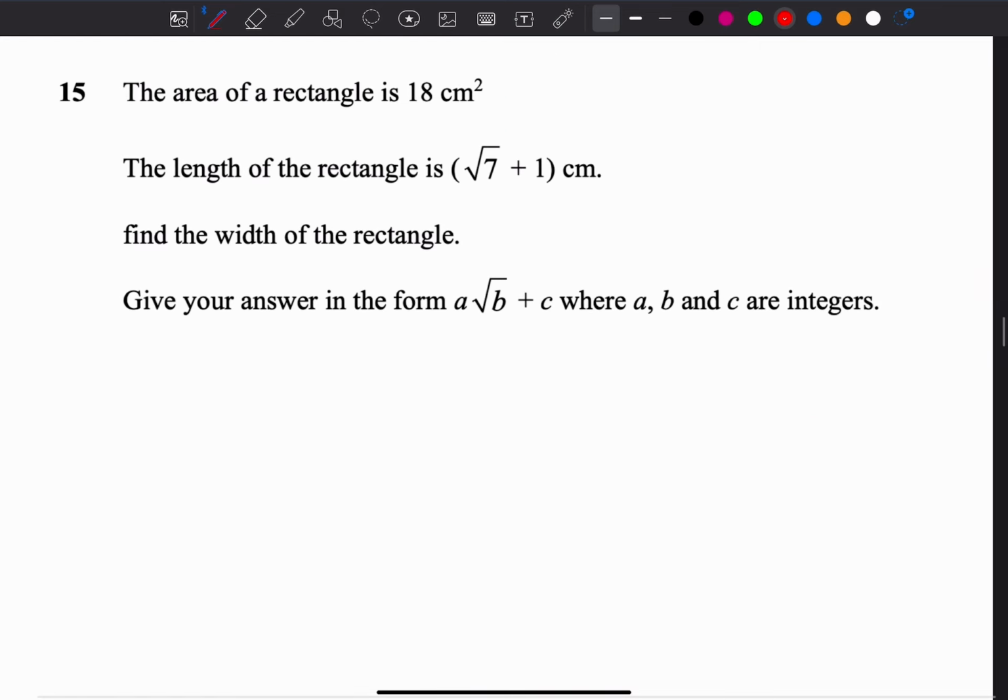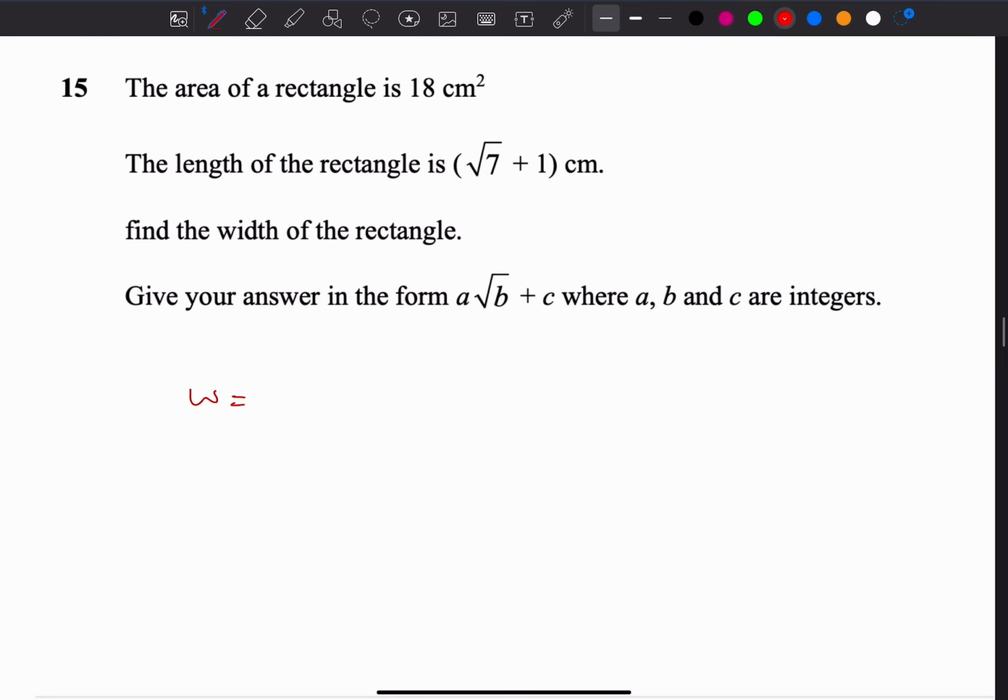Okay, I think the last question now. Area of a rectangle is given, find the width of the rectangle. What would be the width? Area divided by the length, isn't it? Root 7 plus 1, that will give you the width.